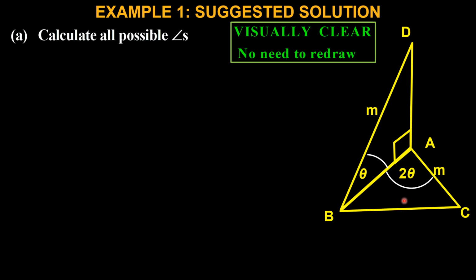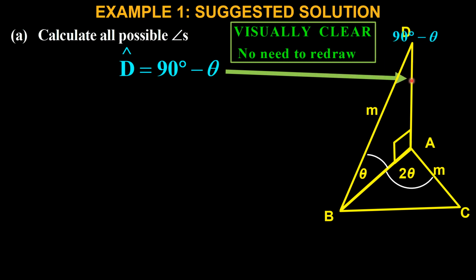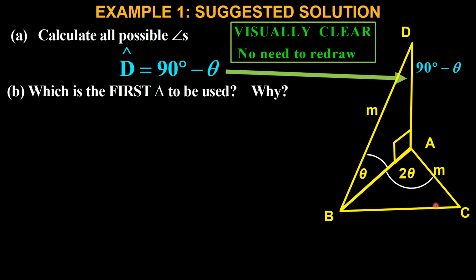So calculate all the possible angles. Let's look at the first triangle here. I've got a theta and a 90, so I can work out the third angle from the sum of the angles of a triangle. And what would that be? That's correct. Angle D is 90 minus theta. Once you calculate it, just insert it in angle D's place, 90 minus theta. If it can't fit in there, just put it on the side, and you can use a little arrow there. In the other triangle, I am only given 1 angle, so I can't work out the other 2.